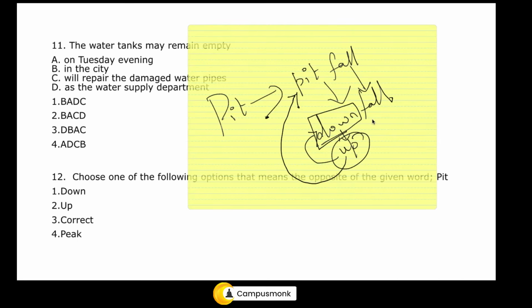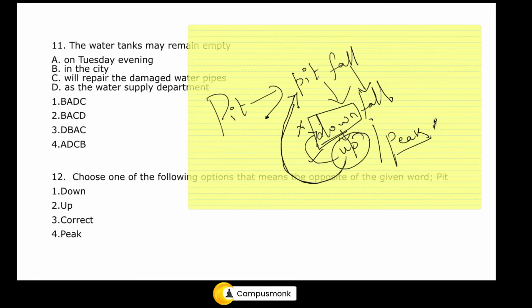Now if you see, the options are down, up, correct, and peak. Now down is the meaning of pit, so it can't be the opposite. So option 1 is eliminated. Okay, now up is the opposite of down. It can't be the opposite of pit. Okay, and correct means right. It does not mean up. Okay, so you're left with only one, that is peak. Okay, so peak means high.